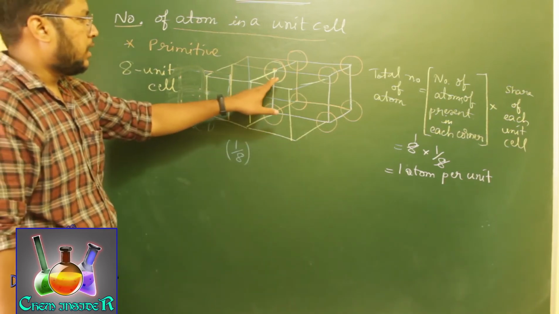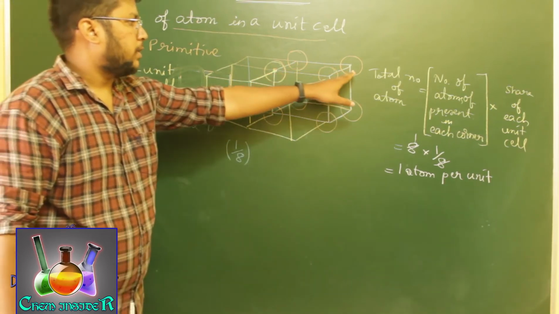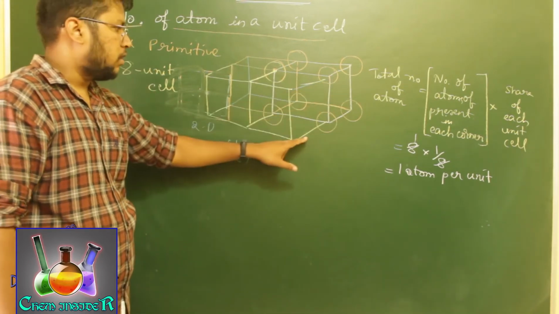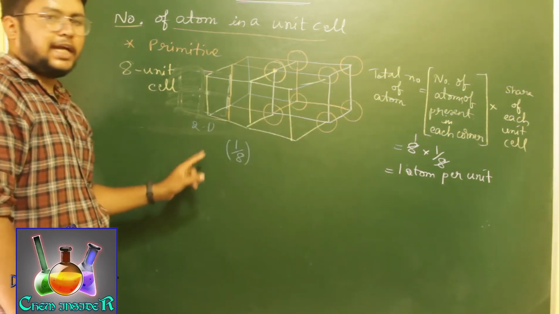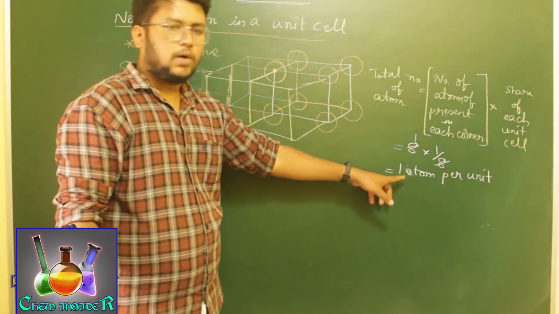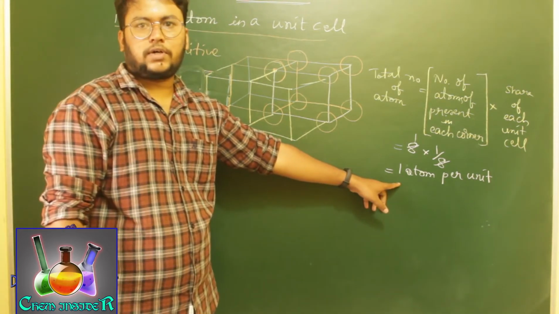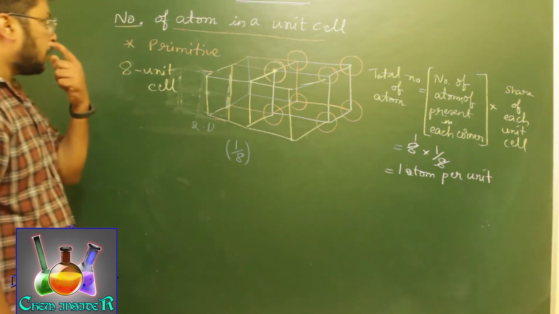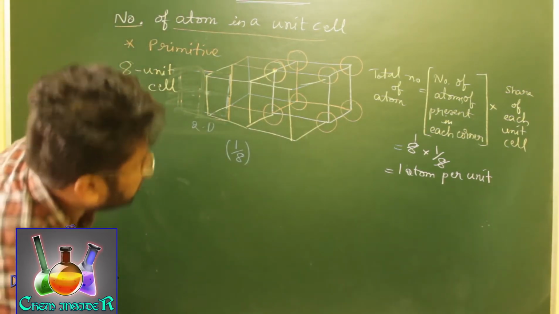So all these atoms present in 8 corners will also be shared in the same manner. So 1 by 8th of it, 1 by 8th of it, 1 by 8th of this, and 1 by 8th of this. So that will be 4 by 8. Similarly 4 by 8 at the bottom. So it will be 8 by 8, leaving behind just 1 atom per primitive unit cell. So this is about the number of atoms in a primitive unit cell.